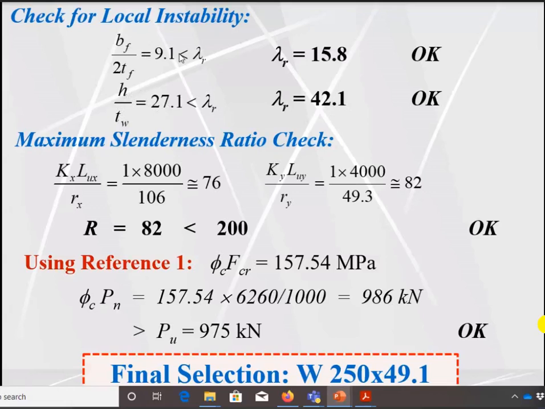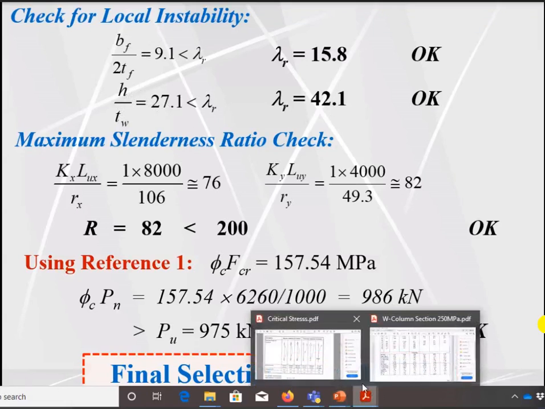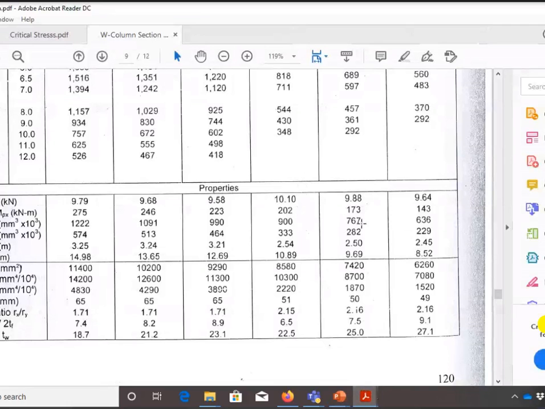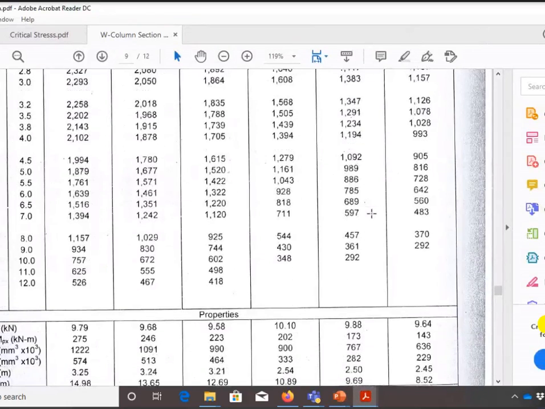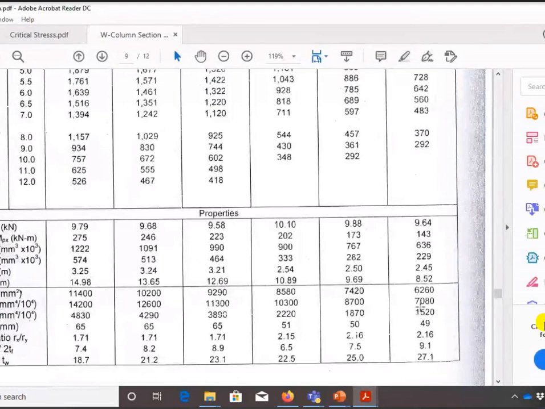So these two values are directly given here at the bottom of the pages. You don't need to compute them separately.